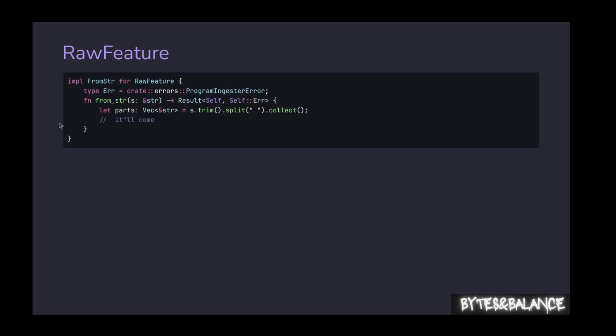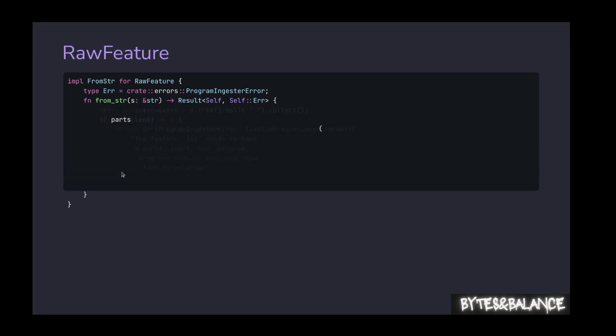Right, in the previous slide, we used this method. Now we're going to implement it. The first thing that we do is we have to import a string S, and we trim it and split it into a vector of string slices, which are called parts. And we use the split method, as you can see it here. And the separator is actually space.